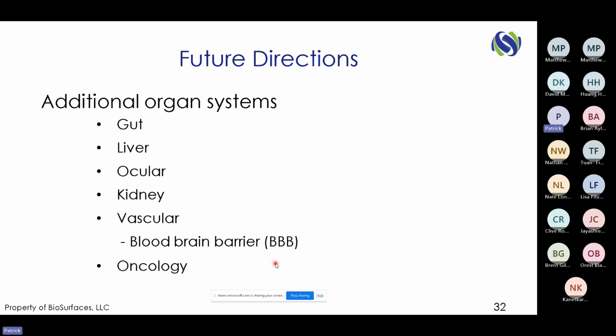We also envision, as I alluded to before, a whole long laundry list of potential additional organ systems that we could eventually bring to bear, including the gut, liver, ocular, kidney, vascular, blood-brain barriers, high up on that list, as well as oncology or in vitro cancer models. So lots of potential, more than we can feasibly work on right now, but they definitely are important applications that are of high interest and high potential.